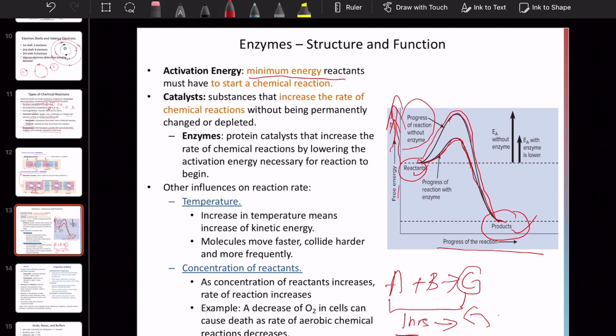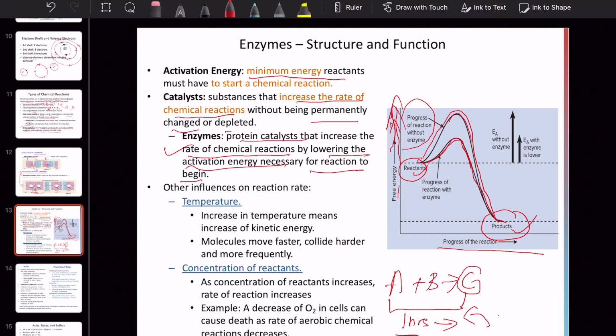So catalyst, a substance that increases the rate of chemical reactions without being permanently changed or depleted. So it's not going to change anything. Even using the enzyme, it doesn't use that to change anything. The enzyme is going to stay like that. It's not going to change the enzyme's character or anything. So we can read that one: protein catalyst that increases the rate of chemical reaction by lowering the activation energy necessary for reaction to begin.